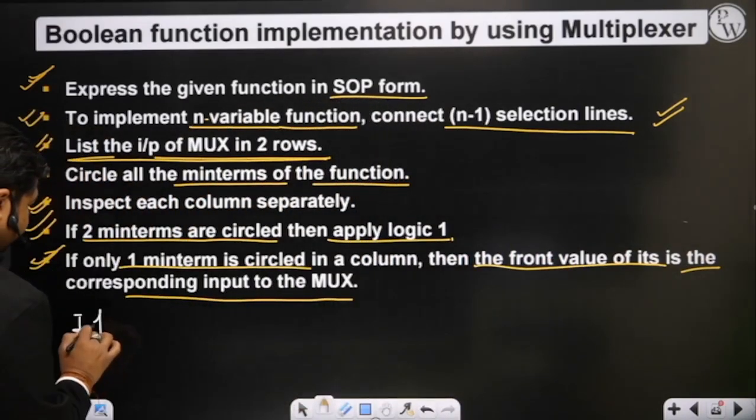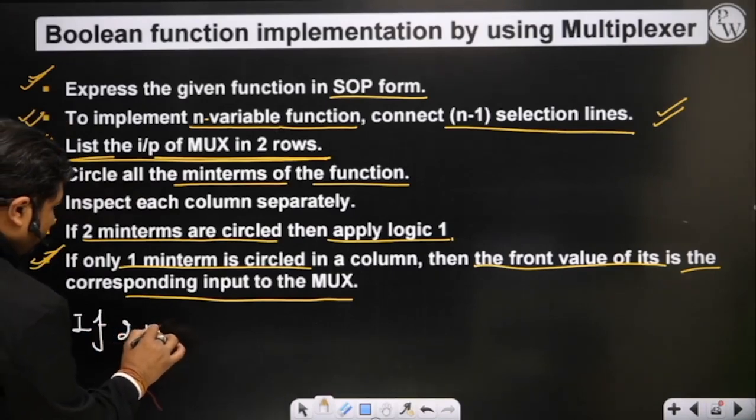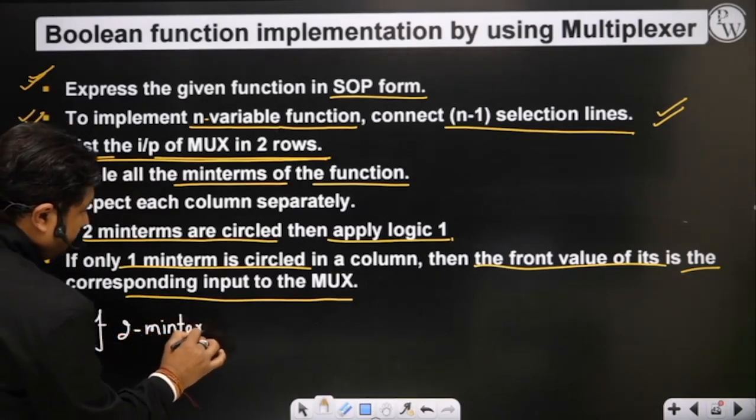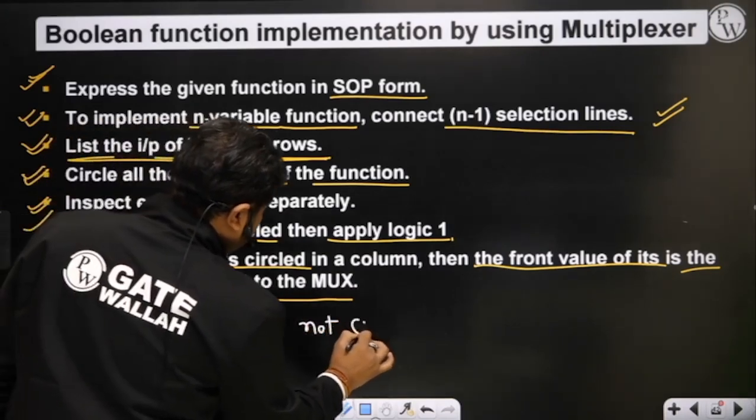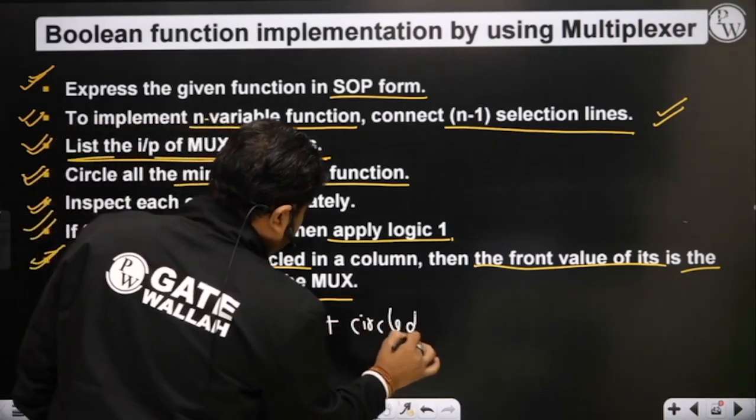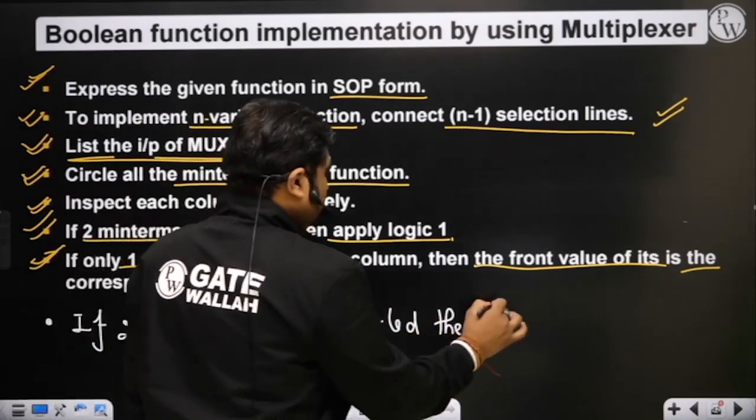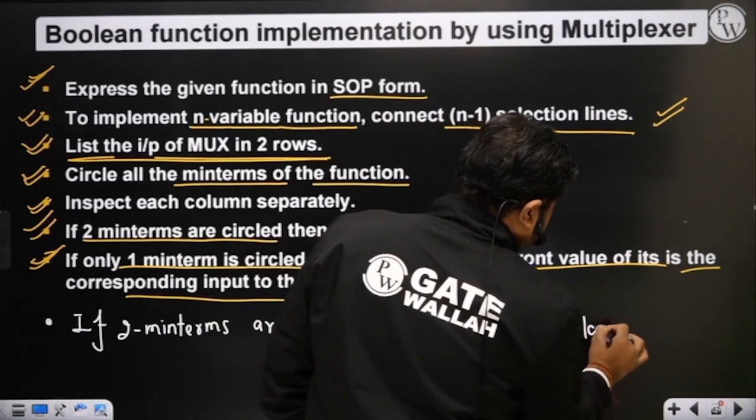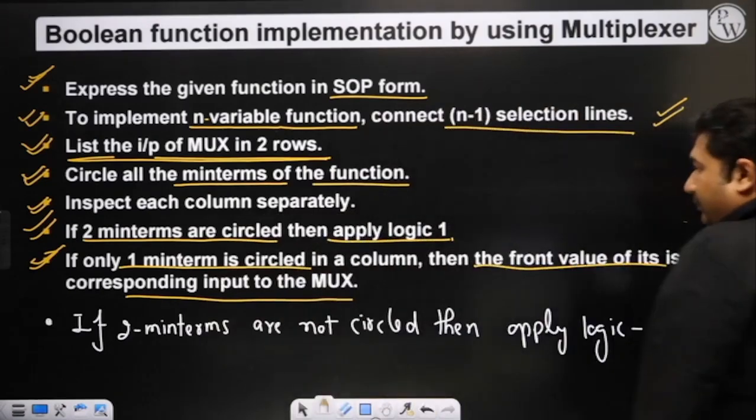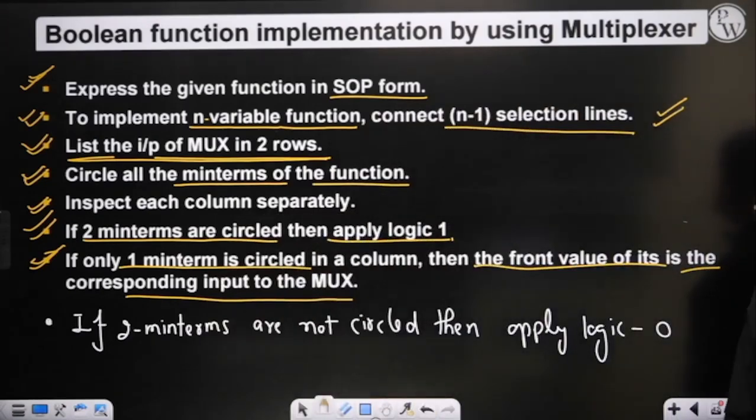If two min terms are not circled, then apply logic 0.